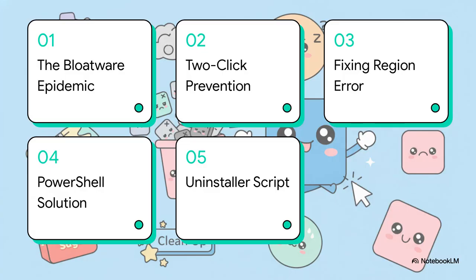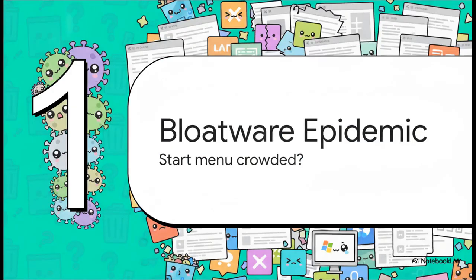We'll start with the bloatware epidemic, look at a really cool 2-click prevention trick, fix up a minor region error, dive into the PowerShell eradication solution, and finish up by running the uninstaller script. Let's get to it. Starting off with Section 1, the bloatware epidemic.